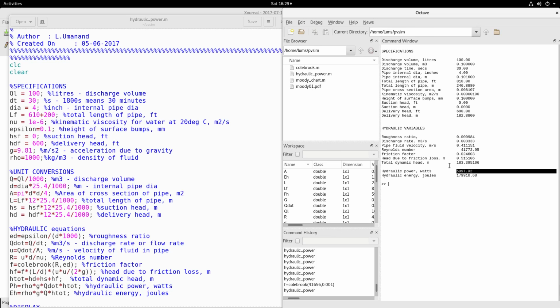So I will leave this to you. I will leave this script file in the resource section. You are free to explore it and then try to apply it and find out the hydraulic power for various installations.